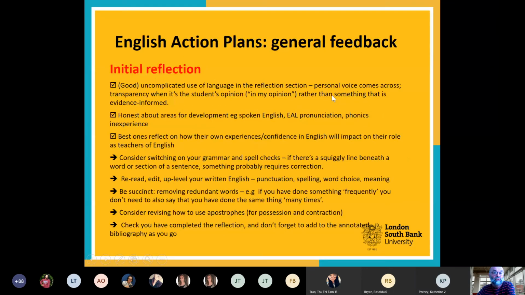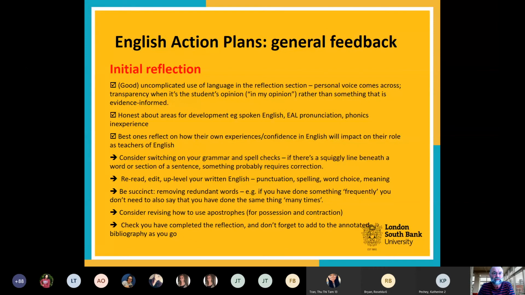Cool, right. So some points here. We were thinking about general feedback on your action plans. We were impressed by the uncomplicated use of language. This is great in terms of preparing you to write at master's level. It's keeping it simple, keeping your message really clear, and making it absolutely clear where you are voicing your opinion rather than something that's evidence informed. It's really important to have that clear barrier between this thing I'm saying is backed up by literature, and this thing I'm saying is just what I feel. That's really significant.